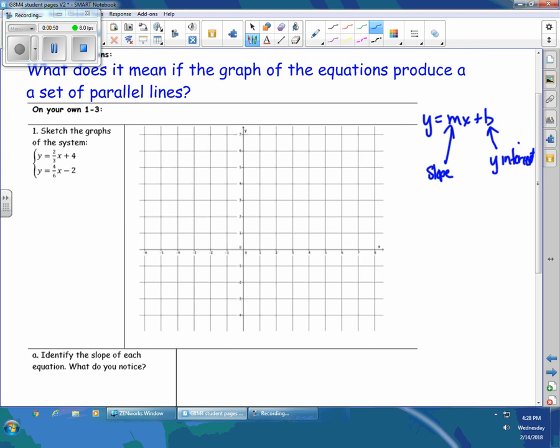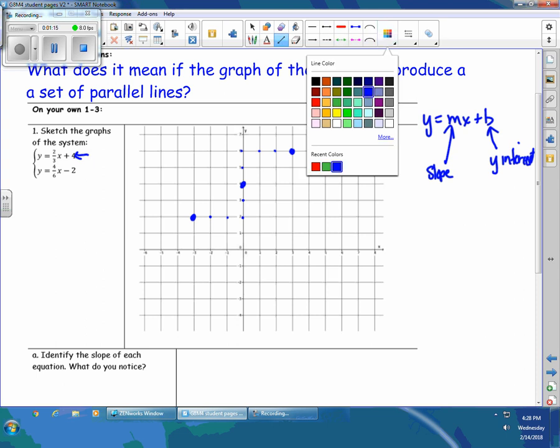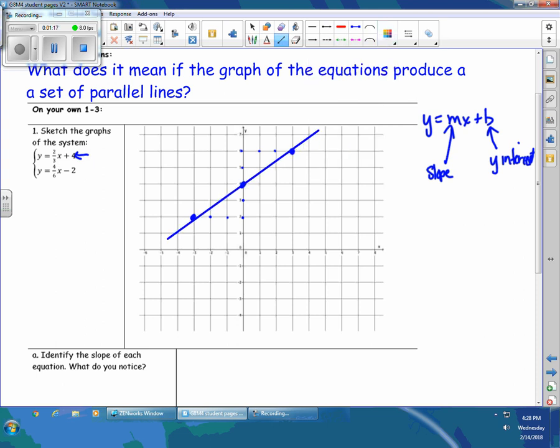So in this first equation, my b is at 4, so I'm going to make a nice dot there. My slope is 2/3. Remember, slope is rise over run, so I'm going to rise 2 and then run 3. Not big enough for me to do a second point, so I'm going to go down 2 and then left 3. I like to have 3 points to draw a nice straight line. And get an arrow on it. Let me straighten that out a little bit. There we go.